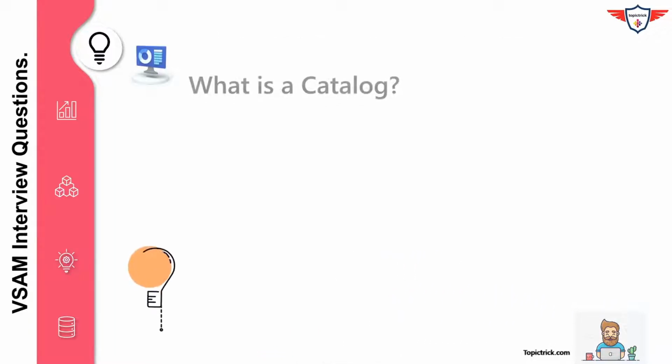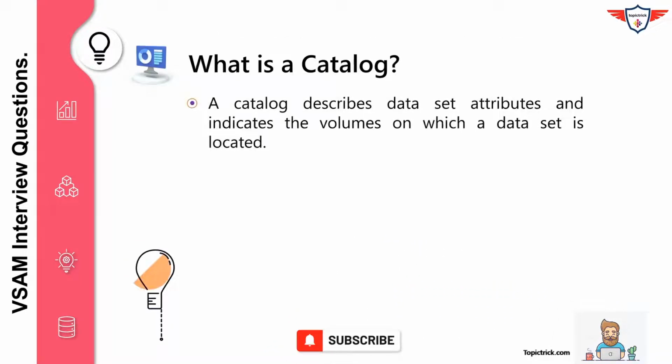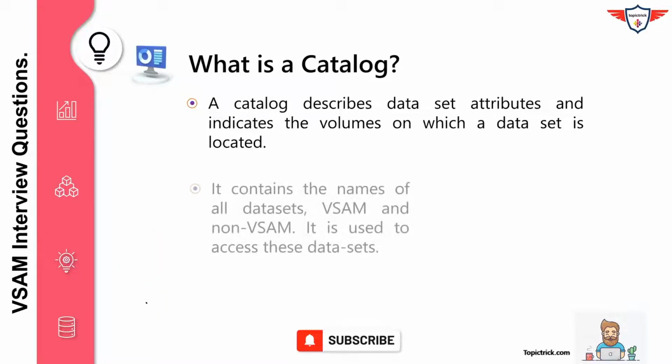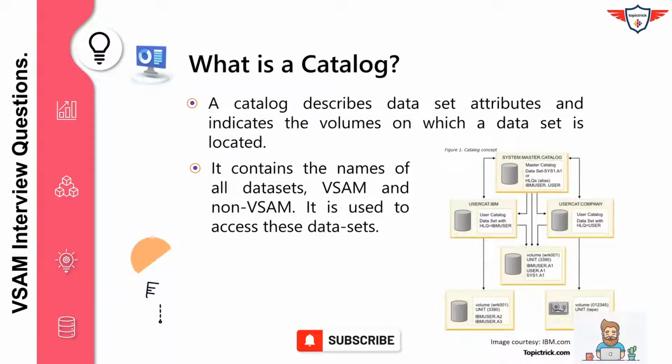What is a catalog? A catalog describes data set attributes and indicates the volumes on which a data set is located. It contains the names of all datasets, VSAM and non-VSAM. It is used to access these datasets.